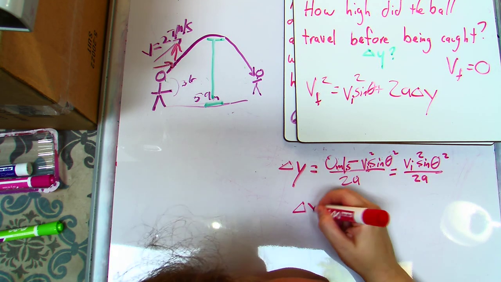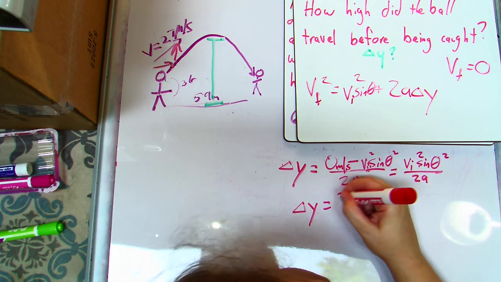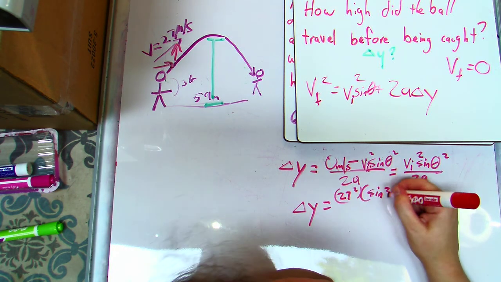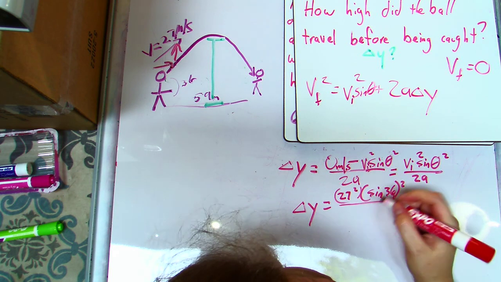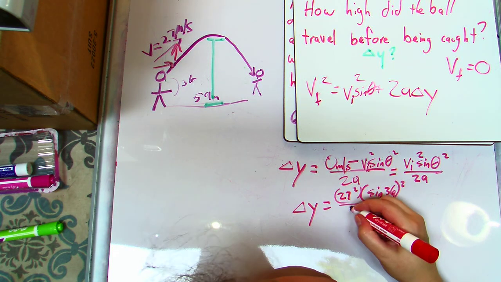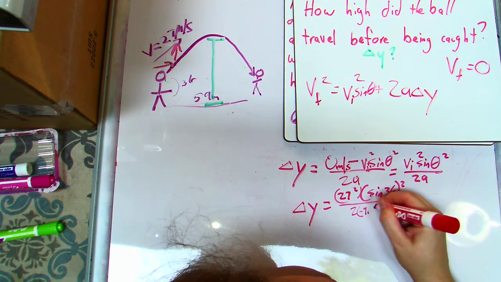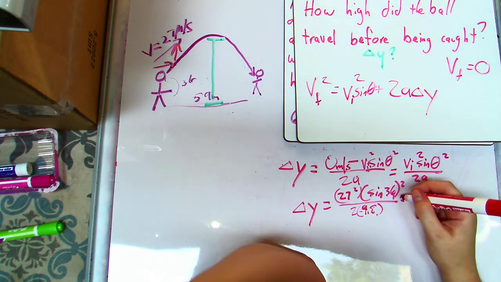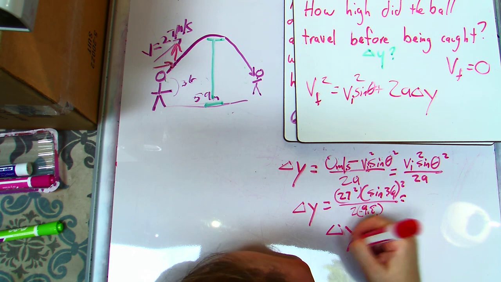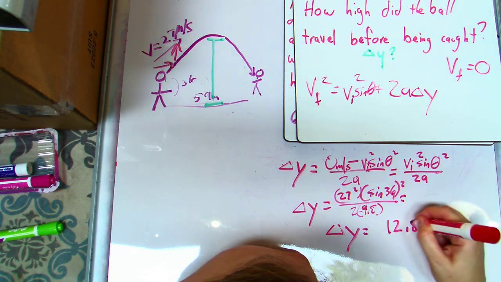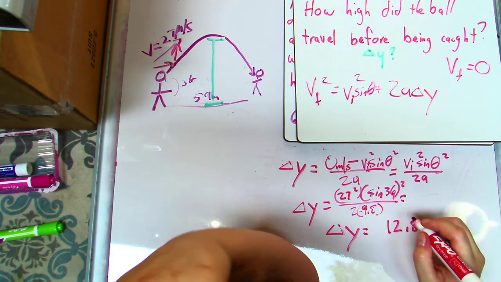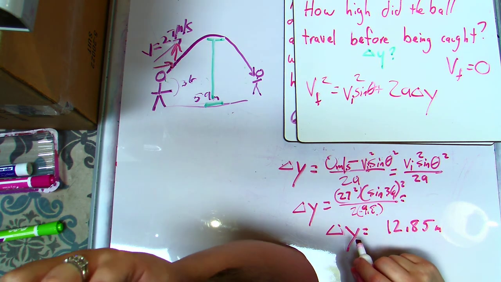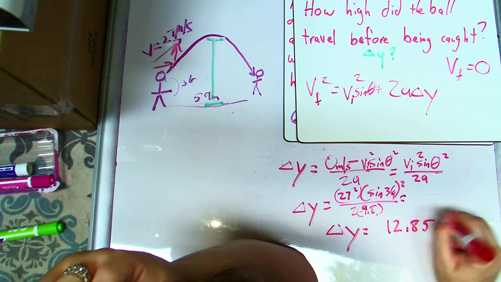Go through, plug it in, so that's 27 squared sine of 36 squared over 2 times negative 9.8 meters per second squared. And we are left with a displacement of 12.85 meters. All right, so not too bad. Not too bad at all. So that was its height at its peak.